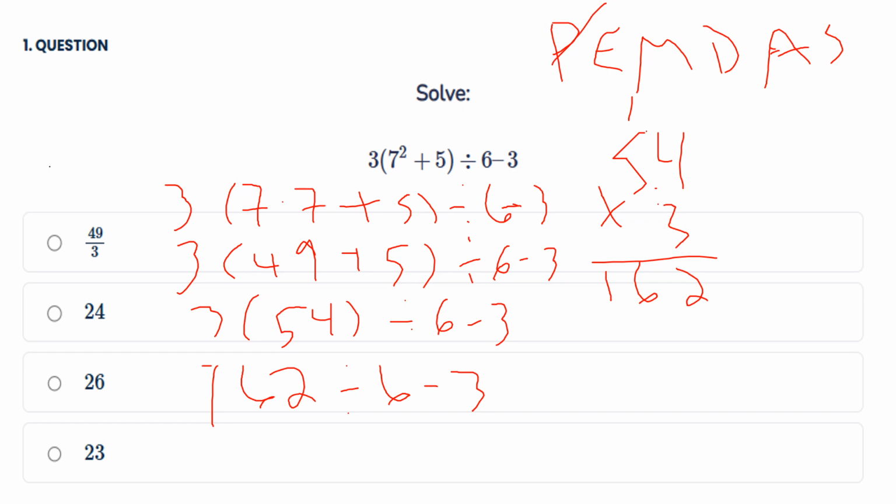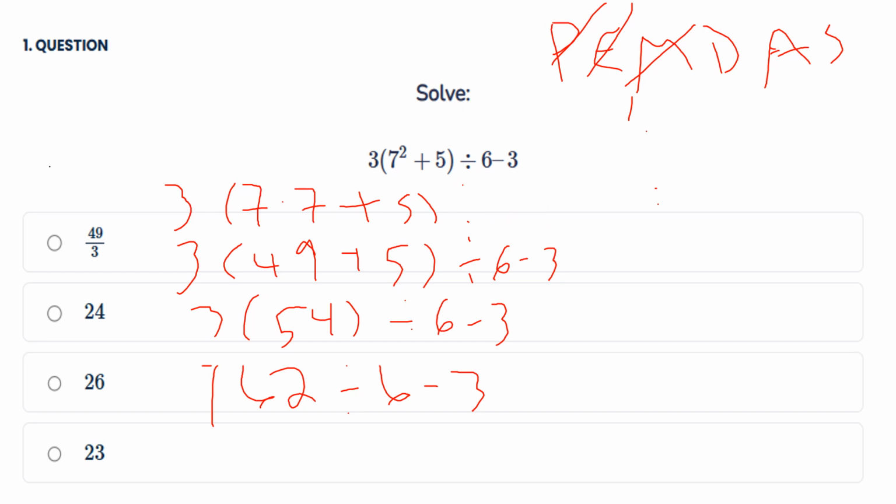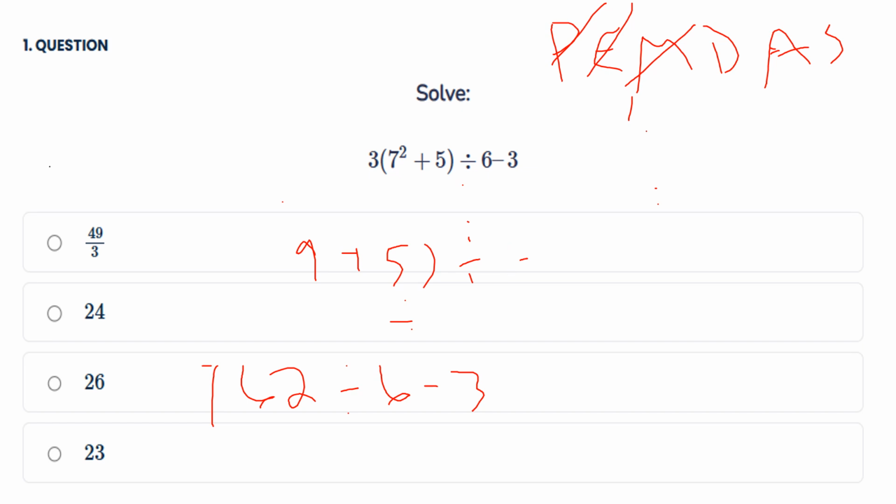Once we get rid of the parentheses, then we move through the order of operations. So if there are no exponents, we can scratch that out. There's no multiplication, we can scratch that out, but there is some division here. So what we're going to do is erase some of these unnecessary numbers, since we have our number right here. All right, so we are going to divide 162 by 6.